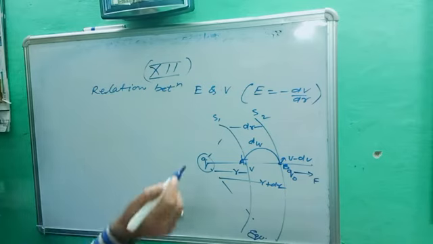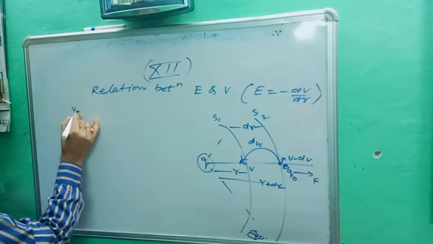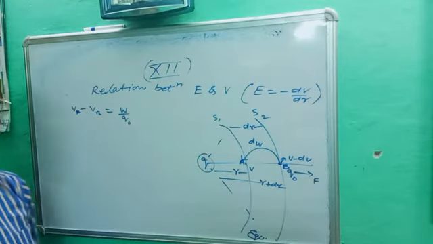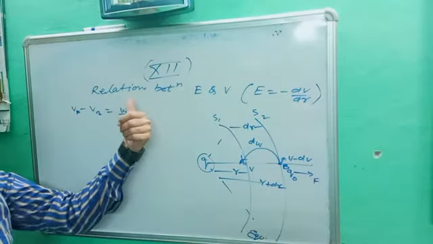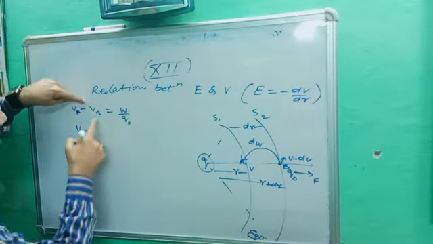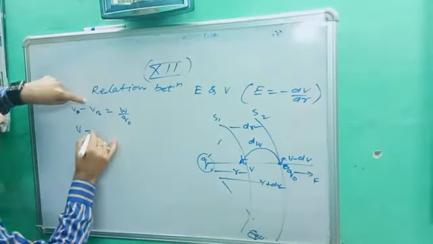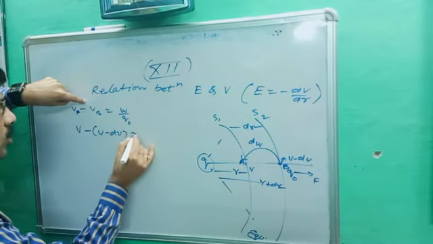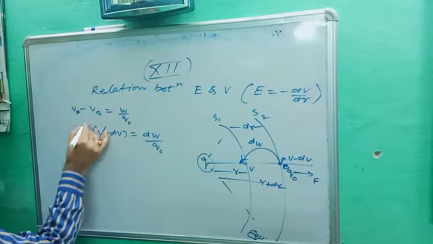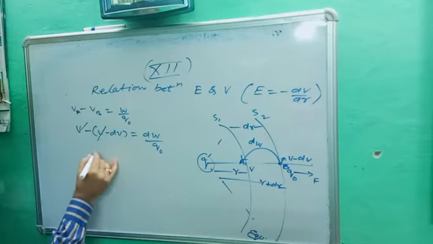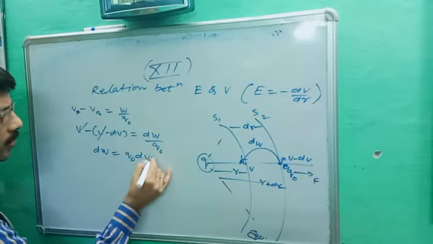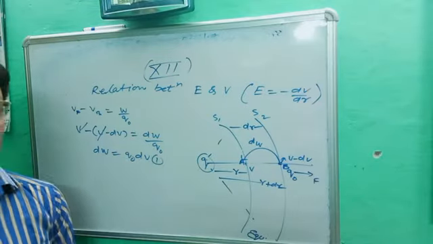According to the definition of electric potential difference, we know that VA minus VB is equal to W upon Q naught. We know the formula from class 10th standard. What will be VA? The potential at A is V, and the potential at B is V minus dV. So it will be V minus (V minus dV) equal to the work done dW upon Q naught, since we are bringing charge Q naught. V will cancel out. Cross multiplying, the work done is dW equal to plus Q naught dV. This is equation number first, by the definition of electric potential difference.